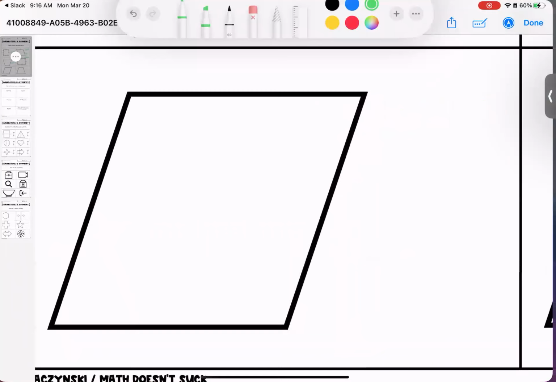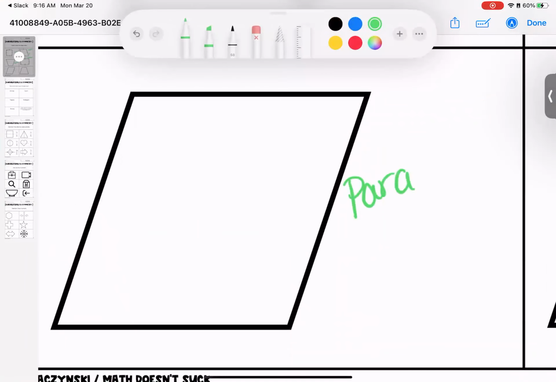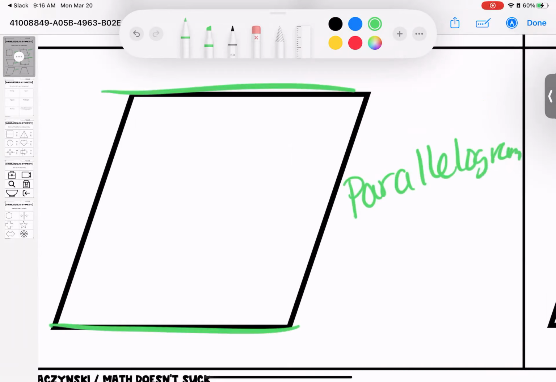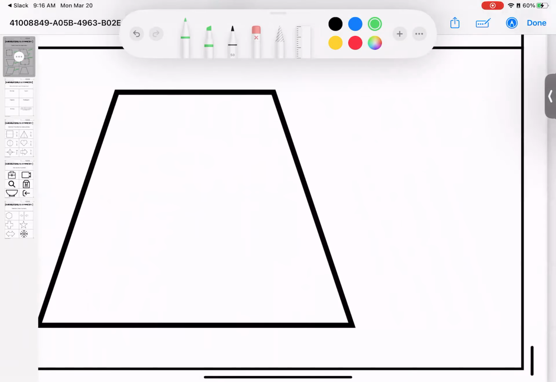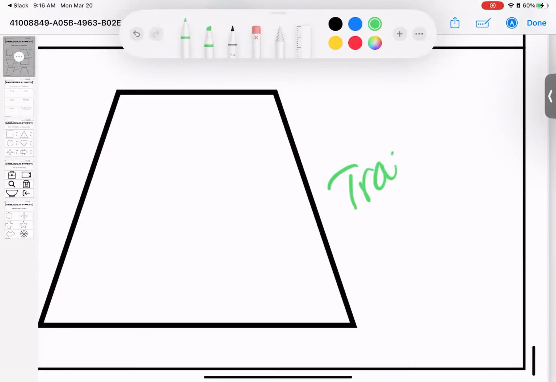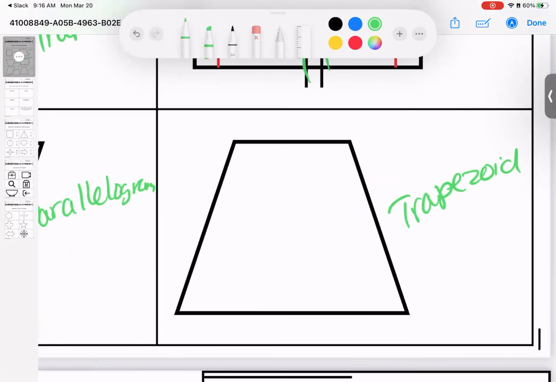Down here, we have a parallelogram. And a parallelogram means that it has 2 pairs of parallel sides, and it is a 4-sided shape. And then our last one, just flip-flopped this again, is a trapezoid, one of the harder ones to remember. So I wanted you to take a look at it in both ways.